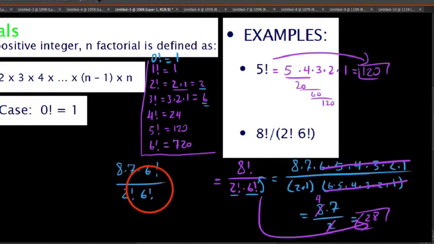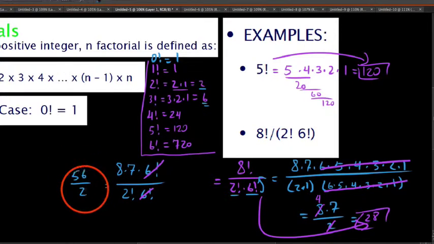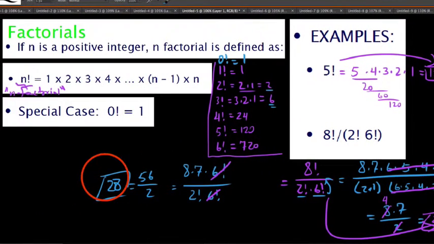So what I'll tell you you can do is this. 6 factorial over 6 factorial is definitely 1. So we can see that we get 8 times 7 over 2 factorial, which is 56 over 2. And that's the same thing we got initially, which is this 28. So just be prepared to look at factorial expressions and evaluate them for whatever values you get.